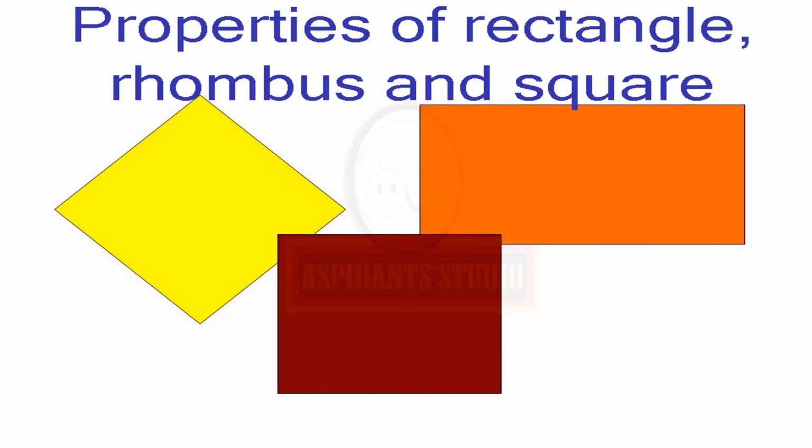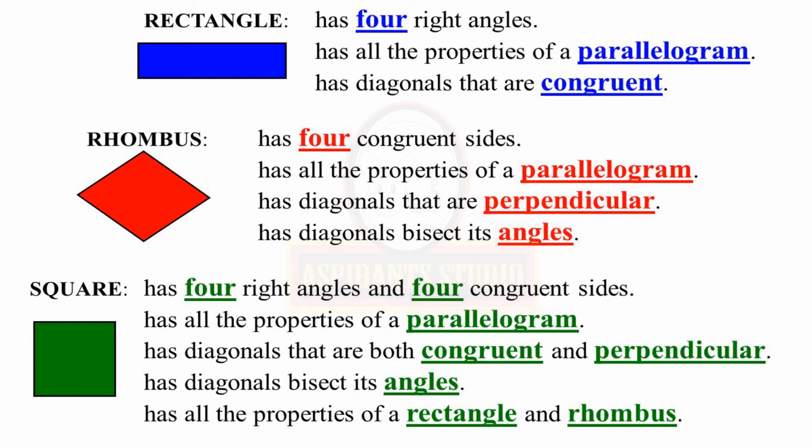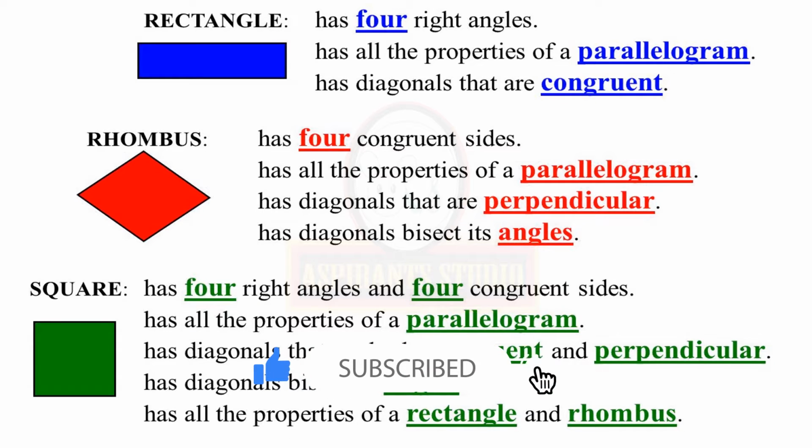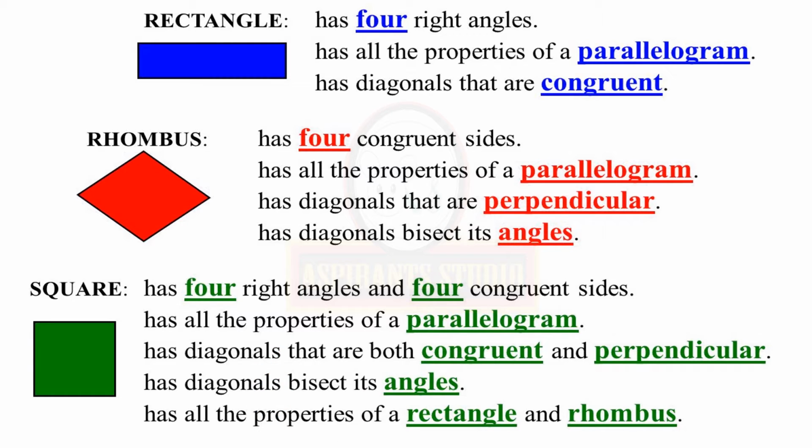Properties of rectangle, rhombus and square. Rectangle has 4 right angles, has all the properties of a parallelogram, has diagonals that are congruent.